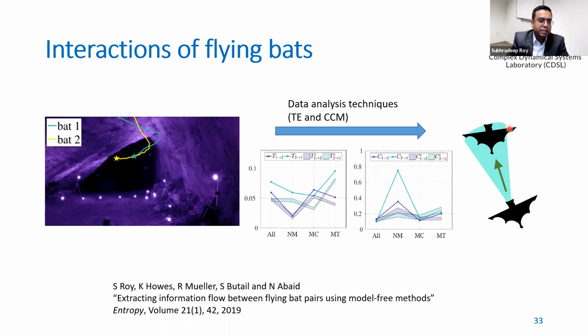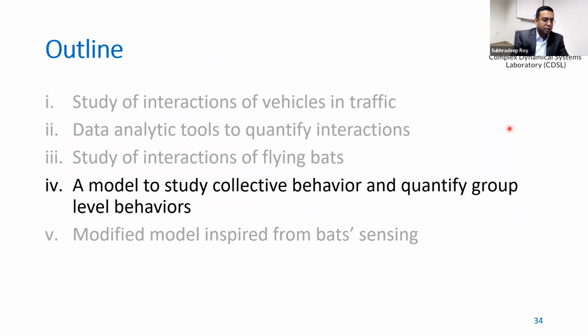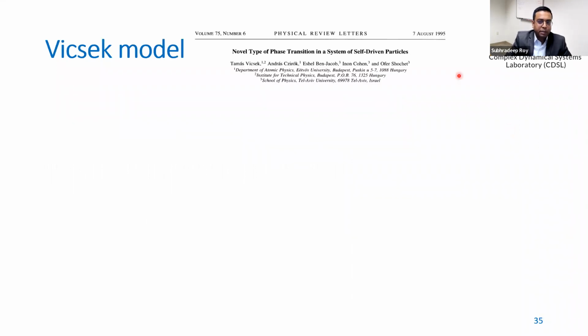Next, we wanted to see how this mode of communication may have an impact on their group level behaviors in a simulation environment. To do that, we wanted to use a very simple model, which is called the Vicsek model. The Vicsek model comes from seminal work from 1995, and it's named after the first author of this work. It's very simple, popular because of its minimal nature, and it can replicate the flocking behavior that we see in nature.